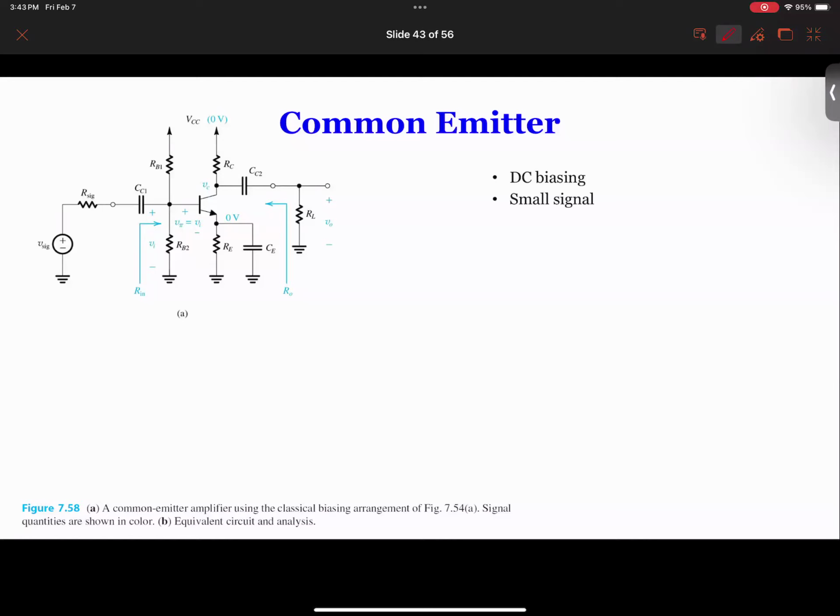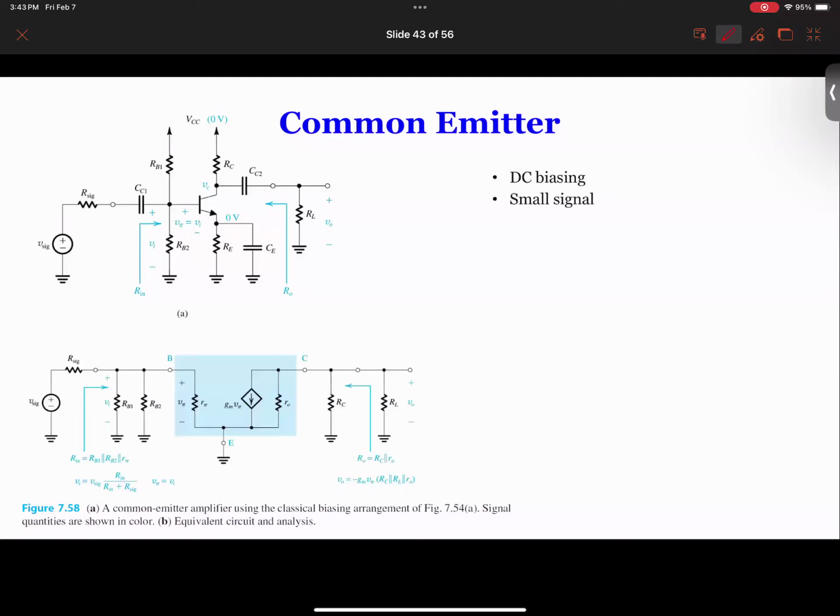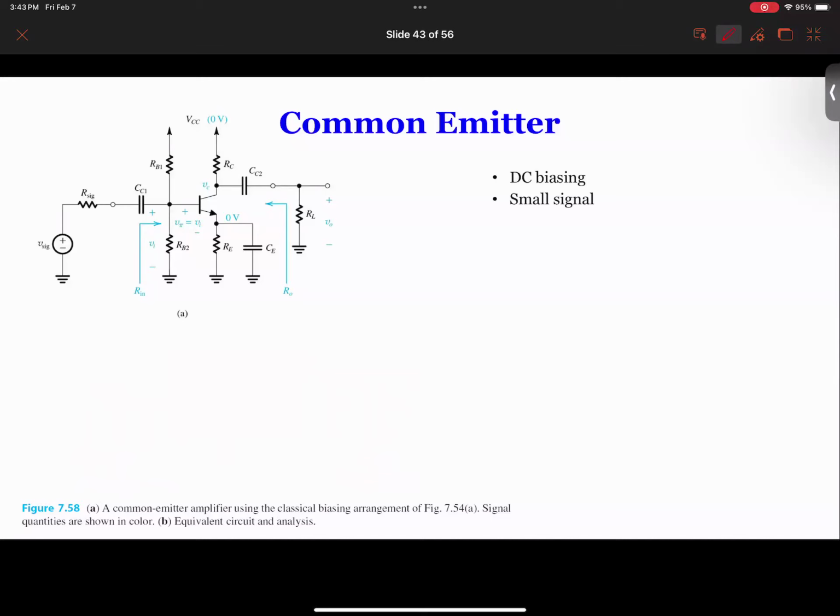So let's look at how we are going to do it. For the DC biasing circuit, we open this one, we open this one, we open this one. So we got this one. We got it. So we have now the equivalent circuit.